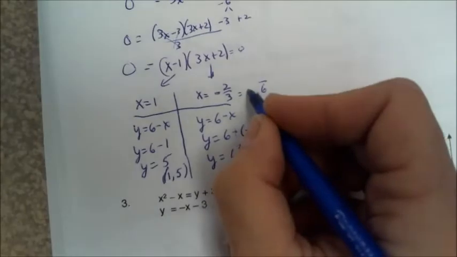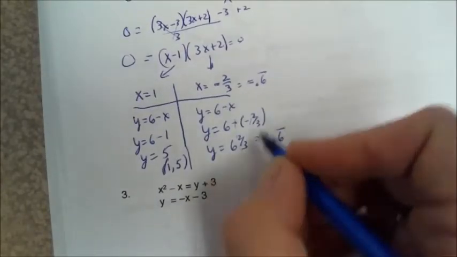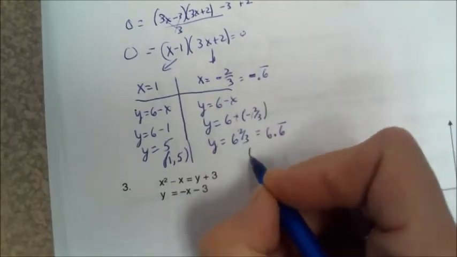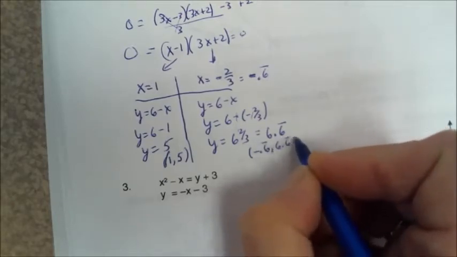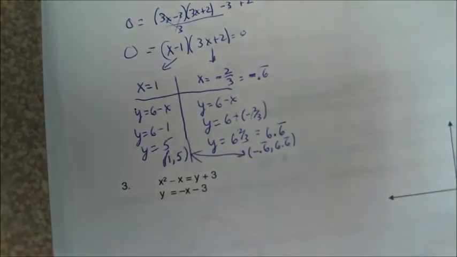So you can put those in decimal form if you want, or if you want to leave them as a mixed number, it doesn't really matter, right? But that's negative. And this is positive. So negative 0.6 repeating, comma 6.6 repeating would be the two solutions to this problem.